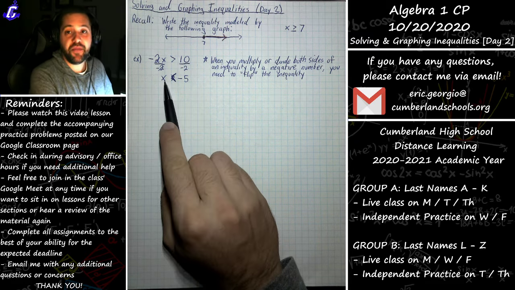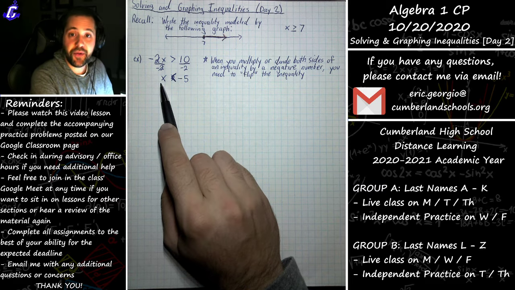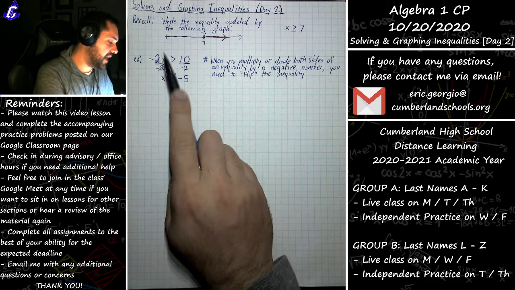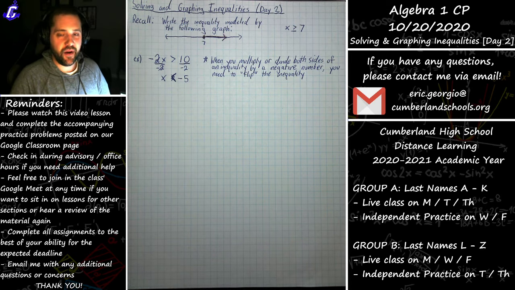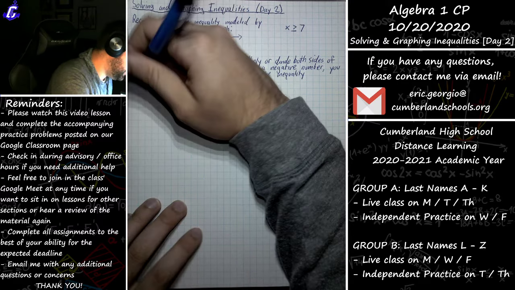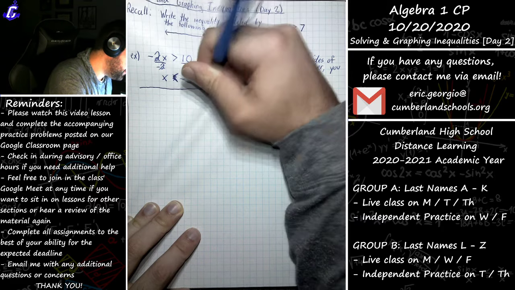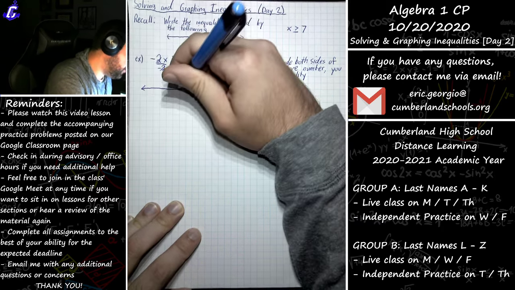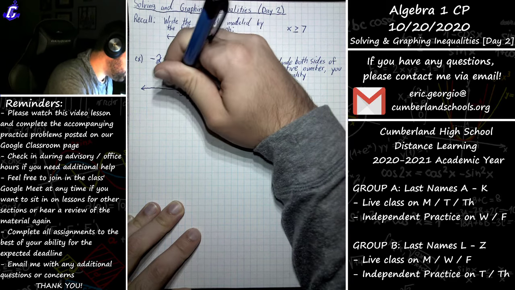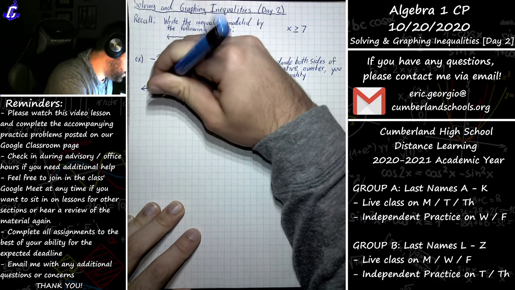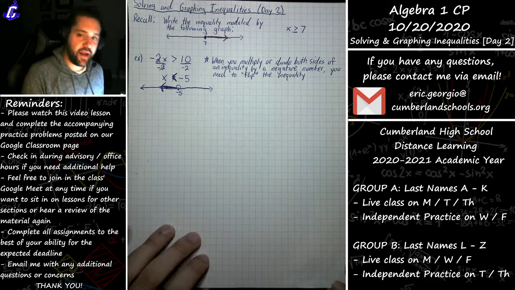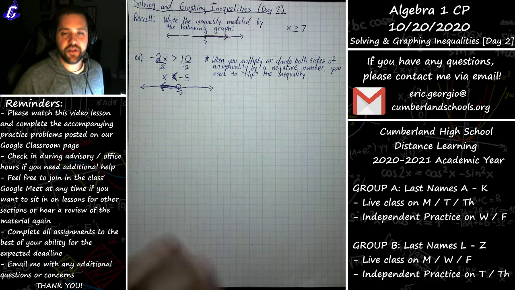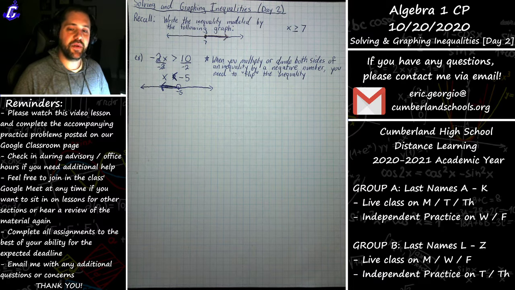Notice, if I pick something now less than negative 5, say for example negative 6, negative 2 times negative 6 is positive 12, definitely bigger than positive 10. All right? So that's really the long and short of it: when you divide or multiply by a negative number, it's going to flip the inequality. If it's greater than, it's going to turn into less than. If it's less than, it turns into greater than. Less than or equal to turns into greater than or equal to. And greater than or equal to, of course, turns back into less than or equal to.